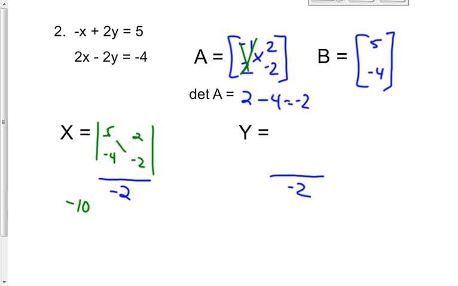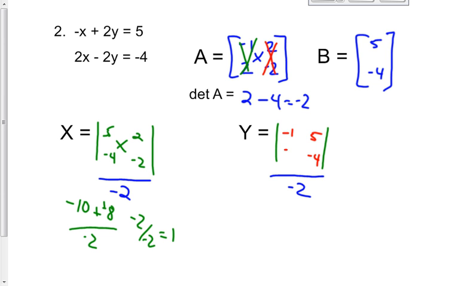Negative 10 minus negative 8 over negative 2. There's a plus plus. Negative 2 over negative 2. X answer is 1. Y value, the new determinant of. Now we're going to cut out the y term. I'll just use a different color. We're going to cut out the two y terms, and replace them with the 5, negative 4. The original first x numbers stay intact, negative 1, 2.